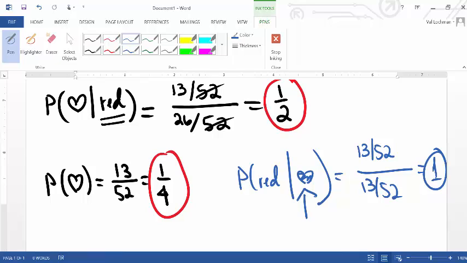So you can see that the order also matters. The given part is what changes your sample space. So the given, this extra information, changes your sample space, and thus the probability.